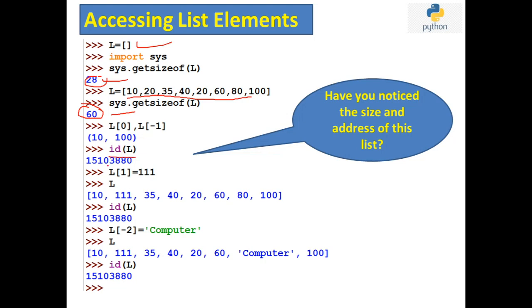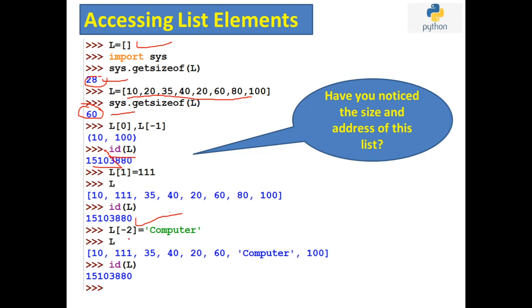Now see the ID of the list, 151038, like this. Now I have modified one element, the second element: 20 is converted into 111. Then I see that the address still remains the same. Have you noticed the address? Same address. That means whether I am changing the value or items in a list, its address does not change.